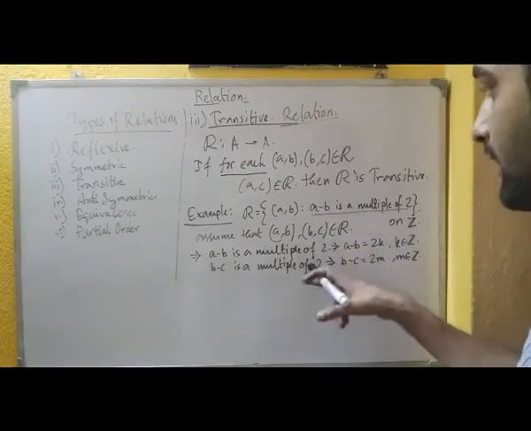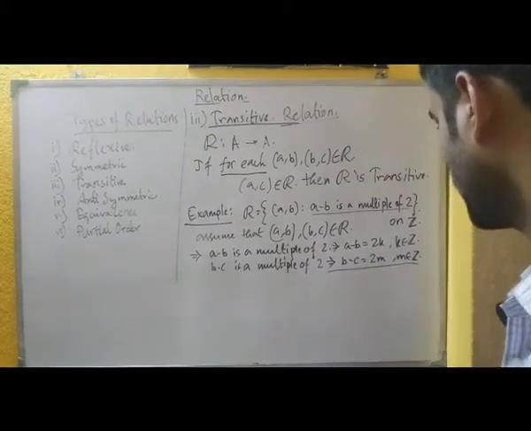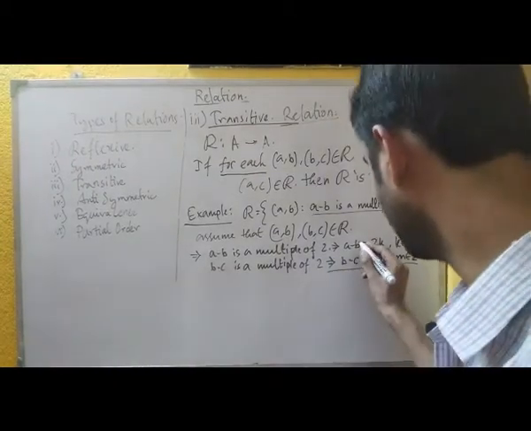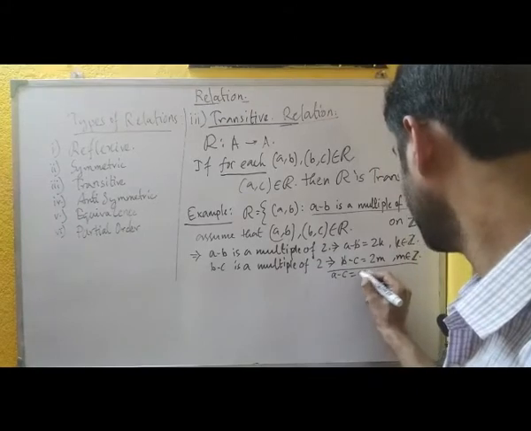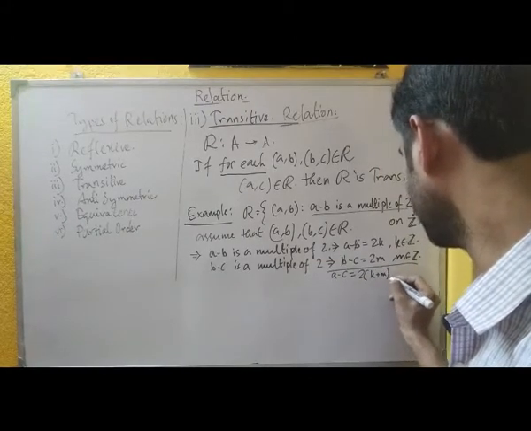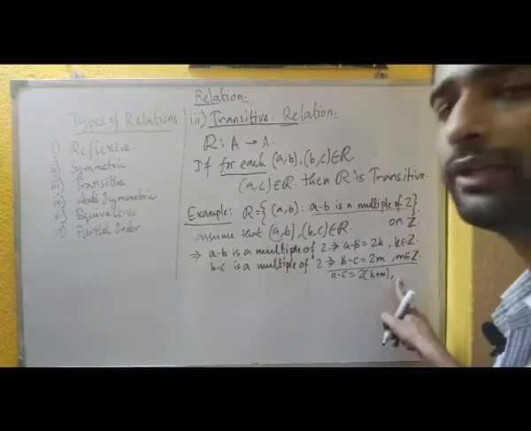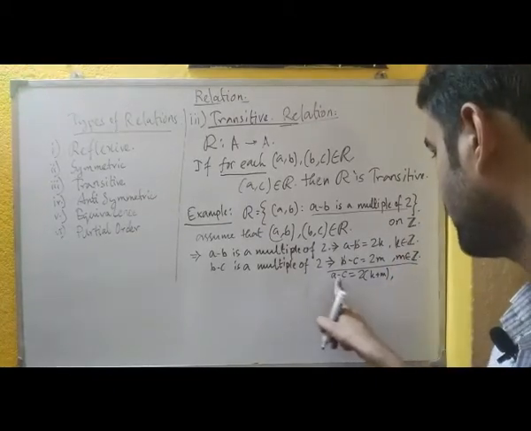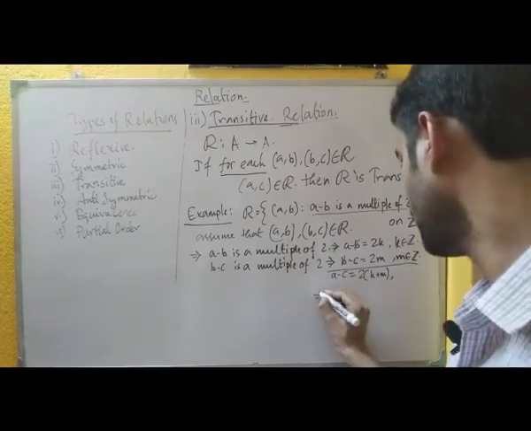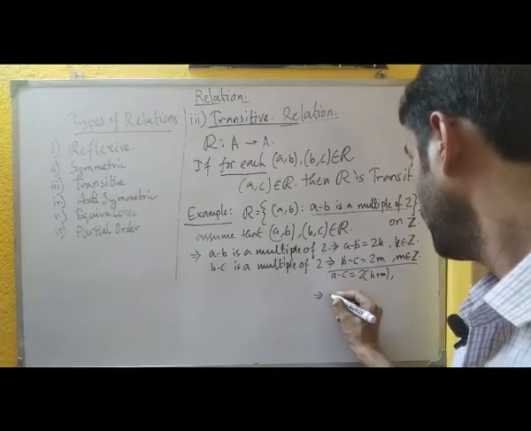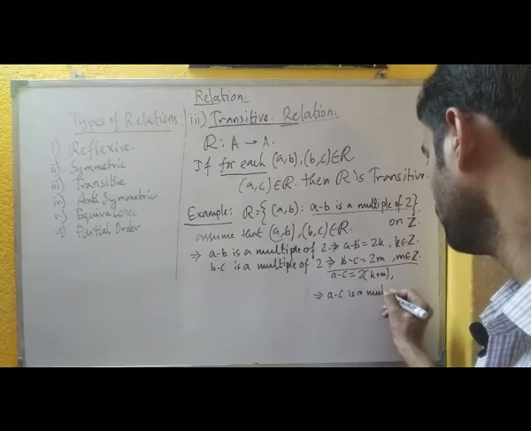So we need to show that a minus c is also in the form of 2 times something. Then we can say that (a,c) is also in the relation. So see, if we add these two conditions, b cancels out, and it remains a minus c as 2 times (k plus m). Now since k and m are integers, k plus m will also be an integer. So a minus c is coming in the form of 2 times something. So we can say from here that a minus c is a multiple of 2.